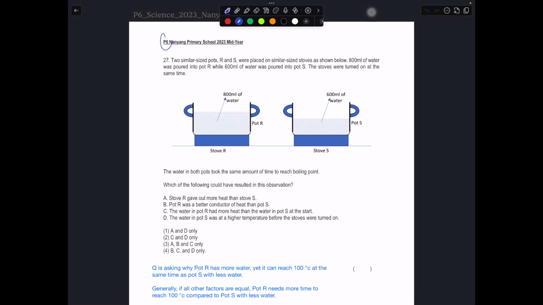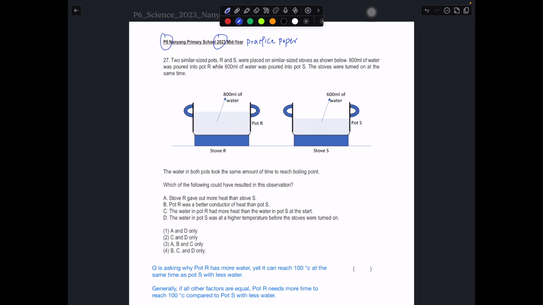So today we're going through the P6 Nanyang Primary School paper. This is a 2023 mid-year one practice paper. So two similar pots, R and S, were placed on a similar size stove.